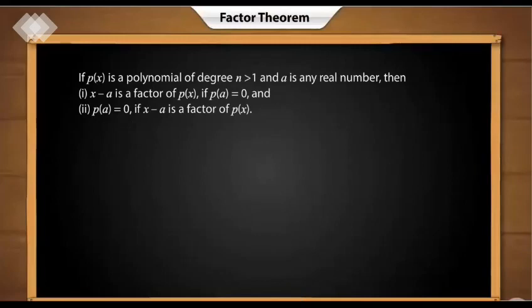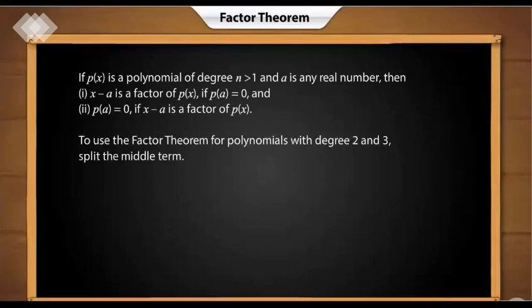Suppose p of x is a polynomial of degree n, where n is greater than 1, and a is any real number. Then x minus a is a factor of p of x if p of a is equal to 0. P of a is equal to 0 if x minus a is a factor of p of x. To use the factor theorem for polynomials with degree 2 and 3, split the middle term.